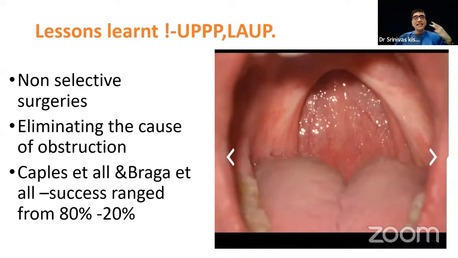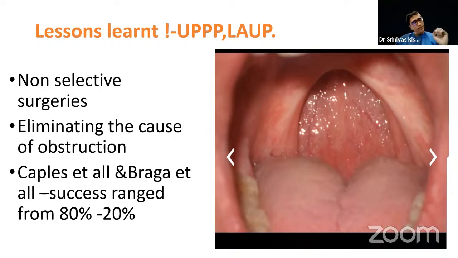So what are the lessons that we have learned from UPPP and LAUP, which are laser-assisted uvulopalatal procedures? Now, these are non-selected procedures. Every patient, because you know how to do it, we were just doing the procedures. And we thought we were just eliminating the cause for obstruction. We saw an obstruction there and we eliminated it.